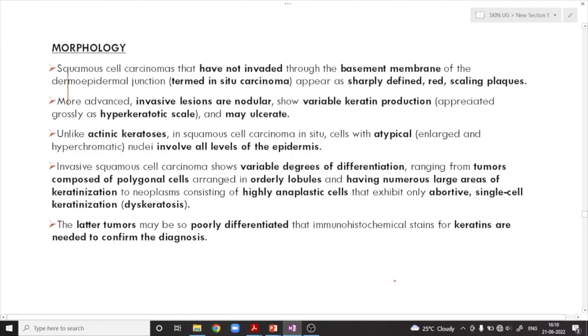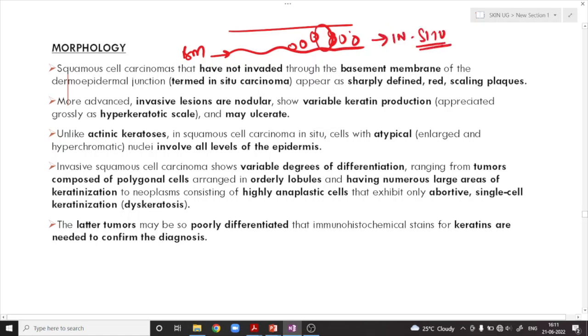Now coming to the morphology of squamous cell carcinoma. Now remember, for example, this is the skin, this is the epidermis. So whatever cancer cells are limited to above the basement membrane, okay, this is the basement membrane. So squamous cell carcinoma which is limited to the epidermis, which has not invaded through the basement membrane, is termed in situ carcinoma. And grossly, these look like sharply defined red scaling plaques. So I'm not going to define what a scale is, what a plaque is. Already we have discussed the basic relevant anatomy of the skin.